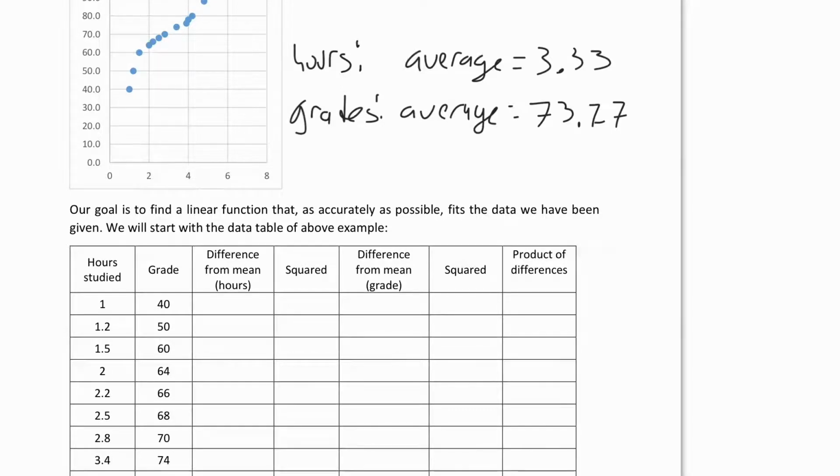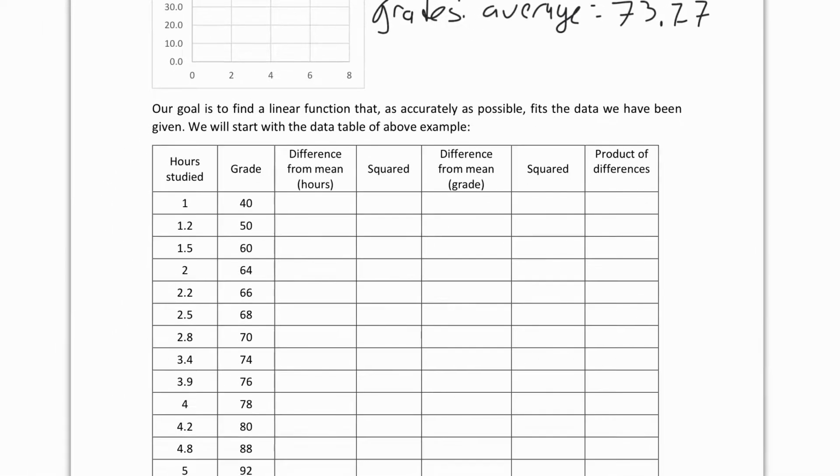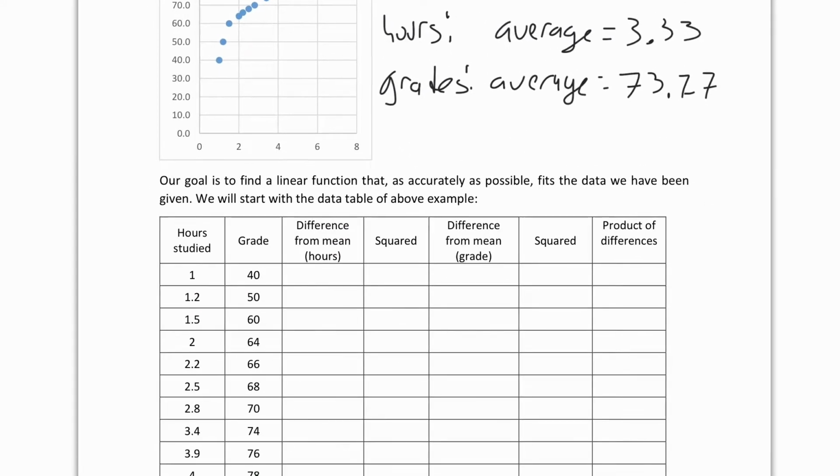Now we can go ahead and use that to find the difference from the means. Remember, this is going to be used for making that standard deviation. We look at, for example, the hours. So we look at that 1, and then we look at that 3.33, and we go ahead and subtract. So 1 minus 3.33 is going to be negative 2.33. Or we do 1.2 minus 3.33, so it'll be negative 2.13 and so on. So you fill in the rest of these.